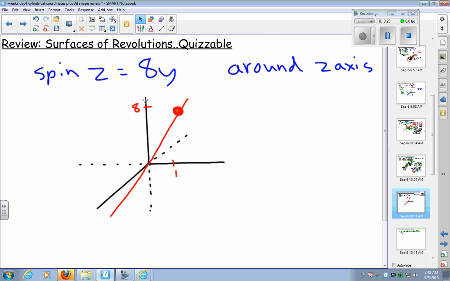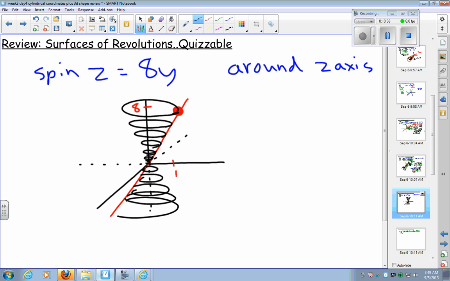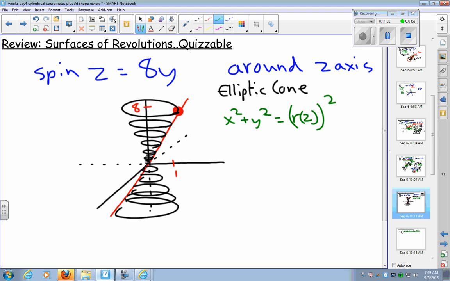Spin around the z. So that means circles hover around the z-axis. And this way as well. So hopefully you see there, that is the cone. And the verbiage for the word cone is, again, the elliptic cone. Okay. So now with that, circles around the z gives me x squared plus y squared is a radius function of z squared.